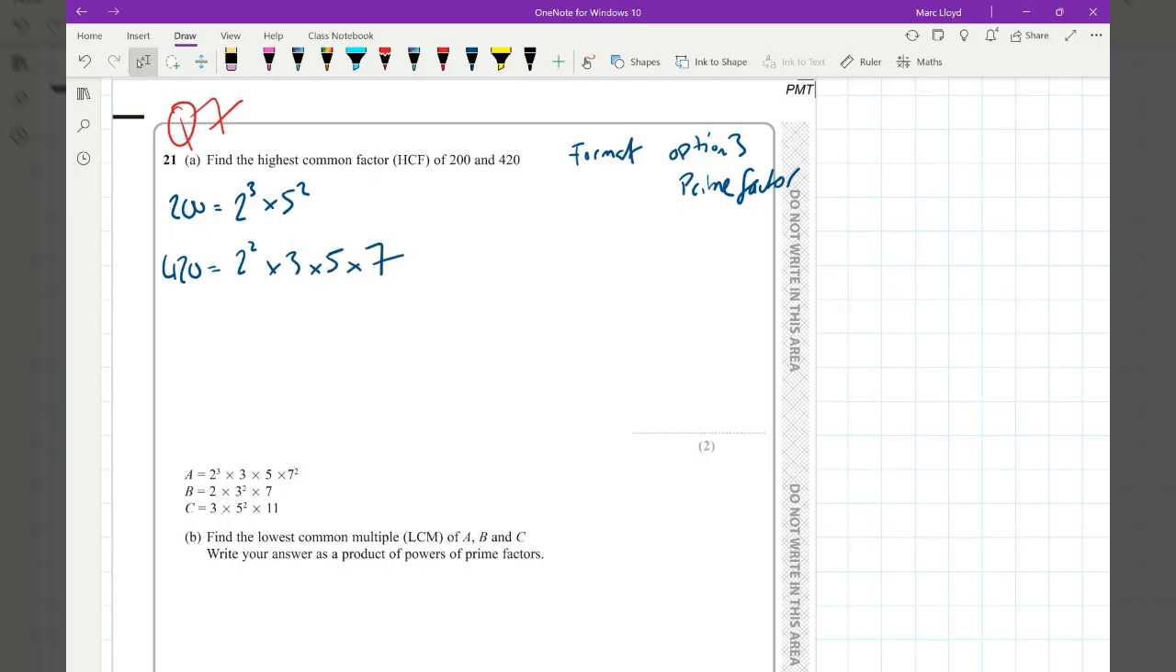We then look for numbers that are common. So 2 is common in both. And then we have to use the lowest of the indices. So 2 squared times by 5. 2 times 2 times 5 is, of course, 20.